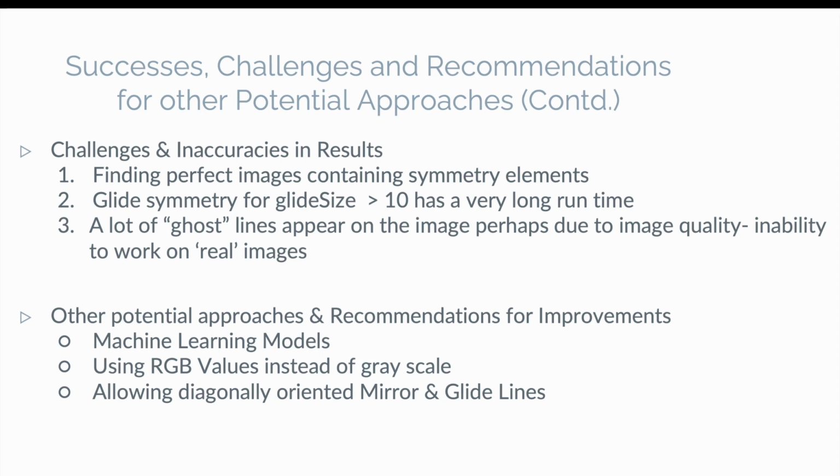Other potential approaches and recommendations for this coding assignment could be machine learning models using a rich data bank, or using RGB values instead of grayscale, where greater perfection could be found by virtue of having 3 values, red, green, and blue, as opposed to just a single value. And then finally, allowing for diagonally oriented mirror and glide lines which exist. However, our code only looked at vertical and horizontal ones.